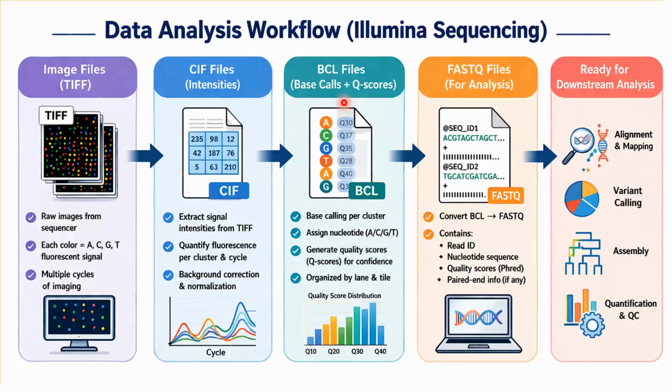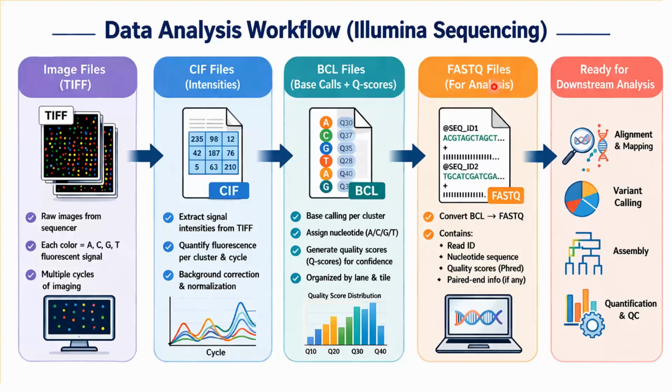The instrument control software also calculates the quality score, or Q score, for each base call. This Q score represents the confidence level of each base assignment. We will discuss quality score, or Q score, in detail later. Finally, BCL files are demultiplexed and converted into FASTQ files. FASTQ files contain the final sequence reads along with quality scores for each base.